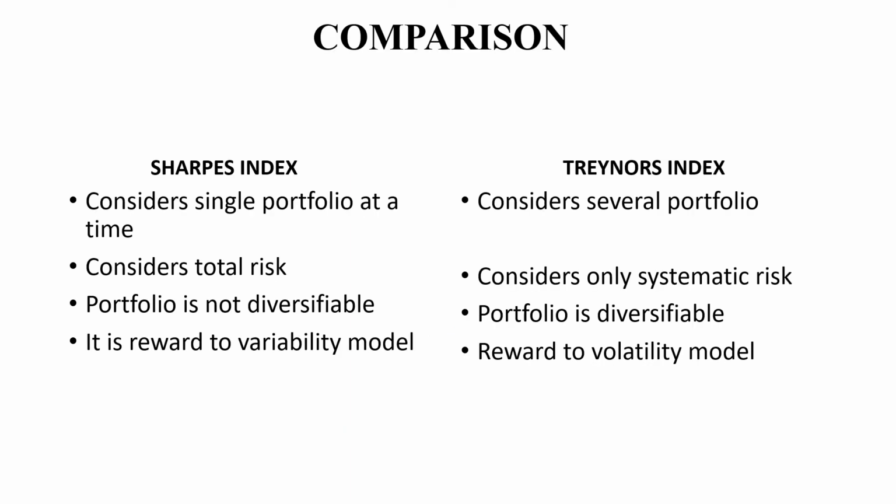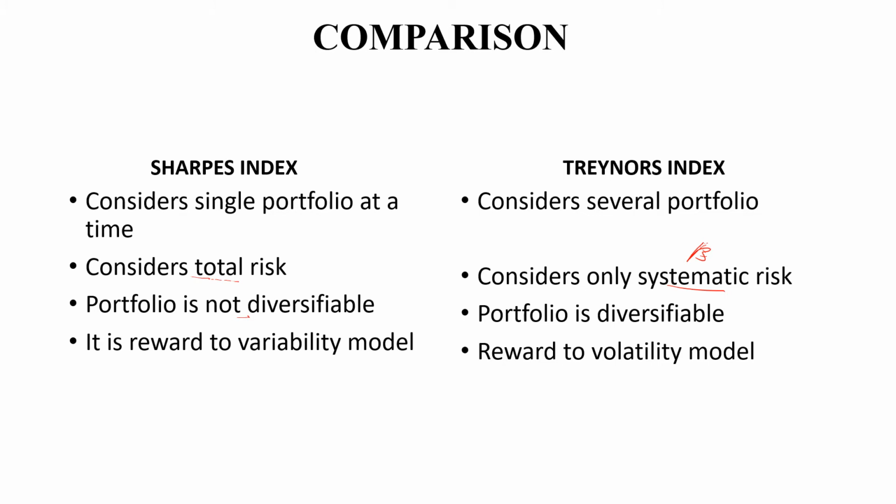Now you should definitely know the difference between Sharpe's index and Treynor's index. Sharpe's index considers only a single investment at a time, whereas when you use Treynor's index, you can consider several portfolios simultaneously. And from the formula itself, you can see Sharpe's index considers the total risk. Here only the systematic risk, or the beta value alone, is considered. When you consider the total risk, even if you diversify, there is no use, so it is not diversifiable. Whereas when you diversify, this beta value can be reduced.